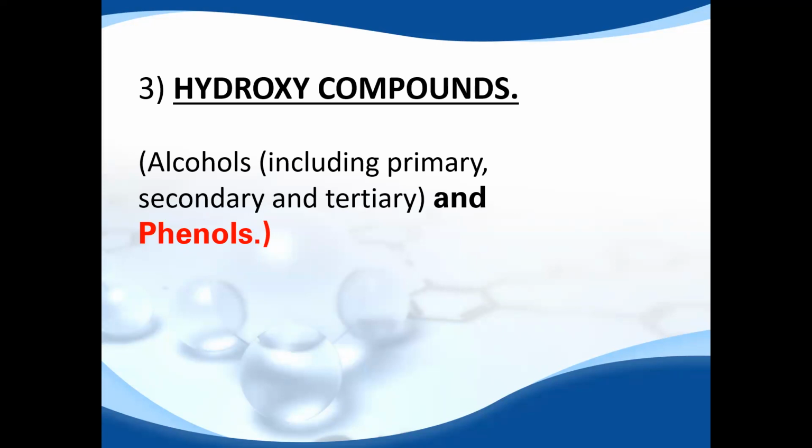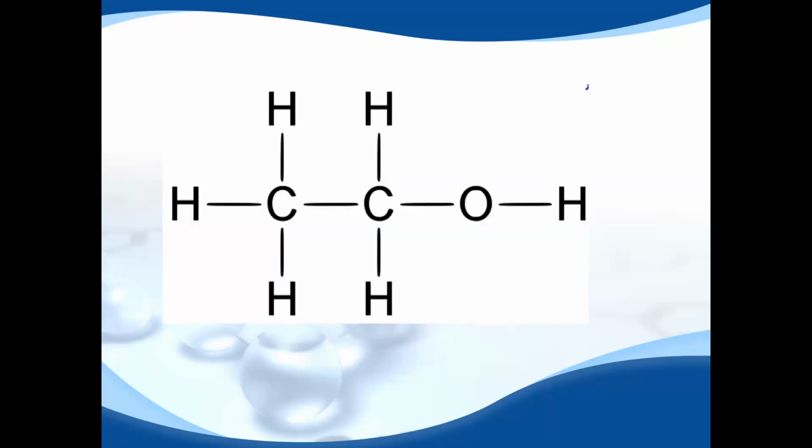Number 3, hydroxy compounds, alcohols, including primary, secondary, tertiary, and phenols. You have to copy number 3 in the list. Okay, done. Now, this is called ethanol. You have to copy this screen.